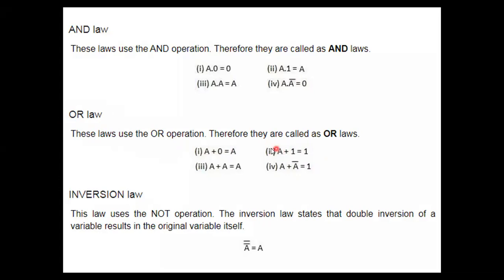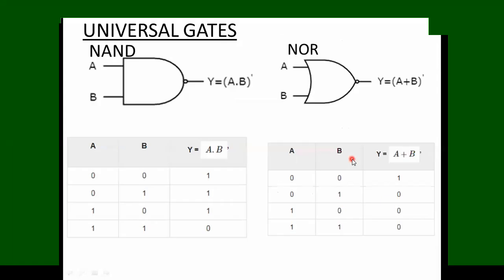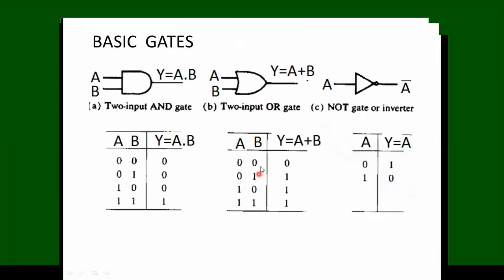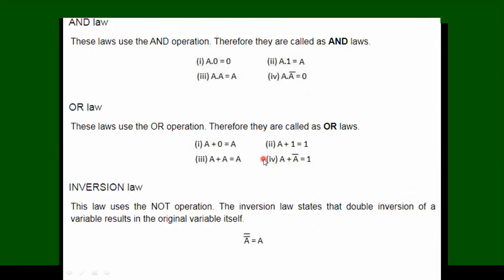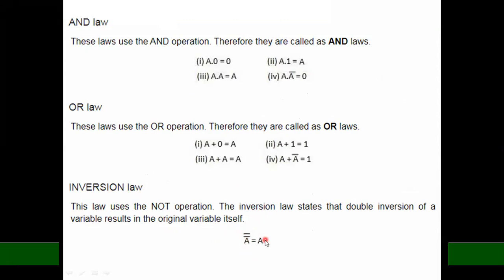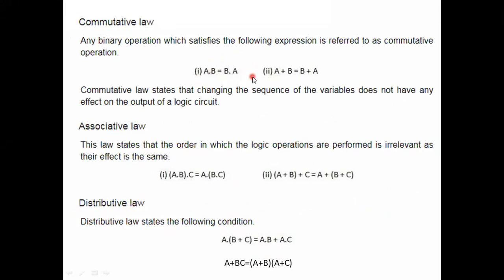These laws we get from the truth table only, from this OR gate. Next is the complement or inversion law. The main one is A bar bar equal to A. That means if you complement two times, it will be equal to the same variable. Next one is the commutative law: A dot B equal to B dot A and A plus B equal to B plus A. Up to this was completed in the previous class.